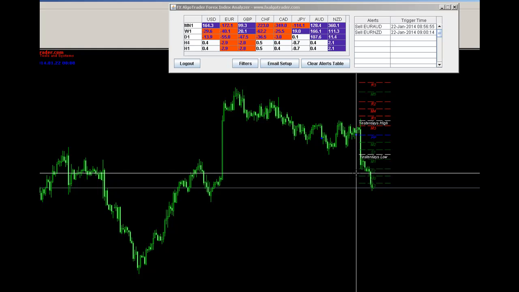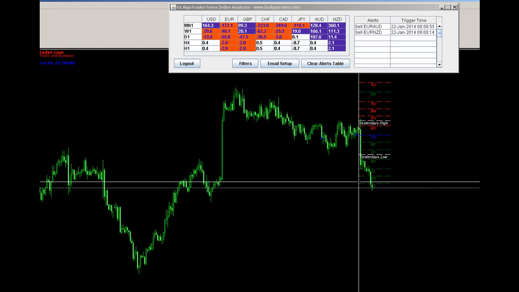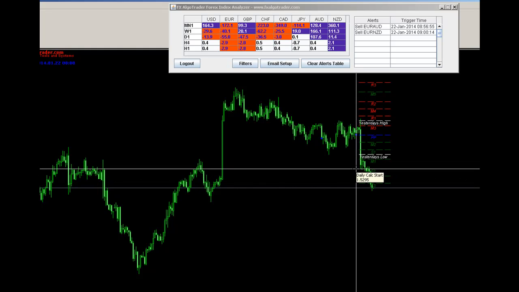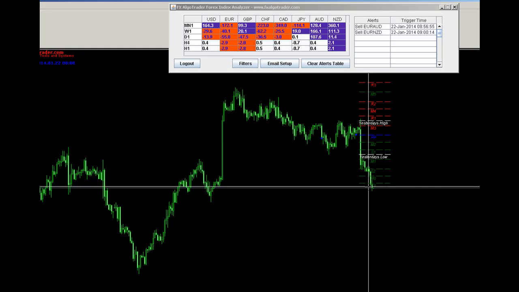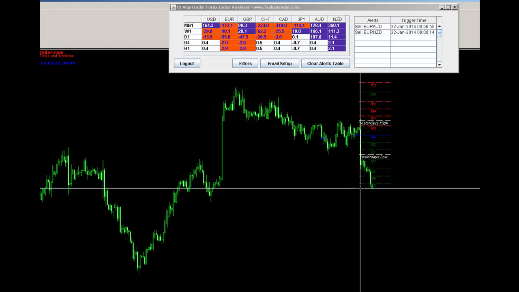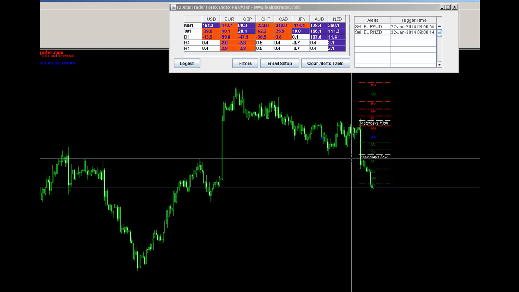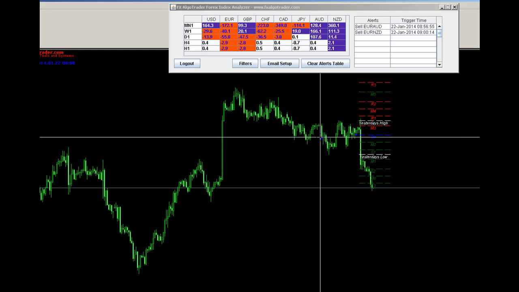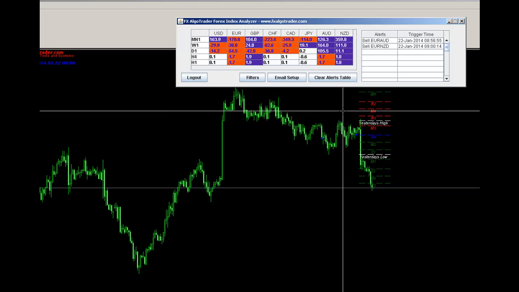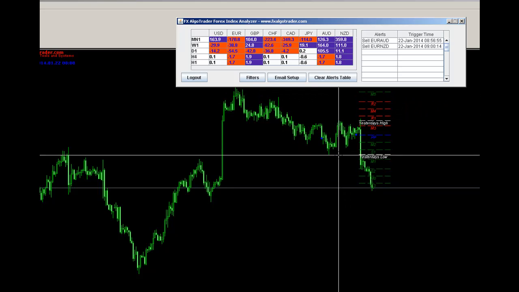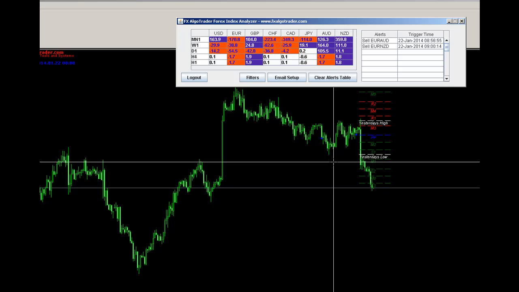Alternatively, you could place your short entries at any of these pivot levels, possibly around the S2 level. Bear in mind we are quite oversold on the day. So far we've already breached S3, which is quite unusual. So anyway, that gives you a flavour for how you can use the FX Algo Trader Index Analyzer for immediately identifying the optimum pair to trade.